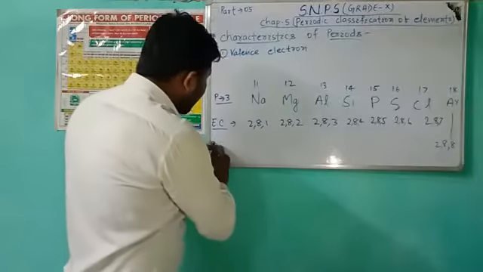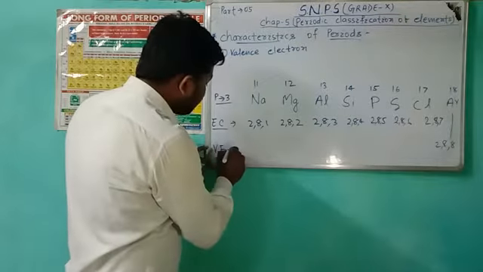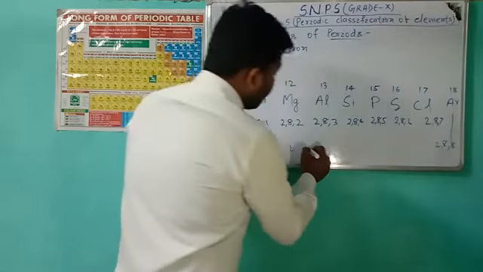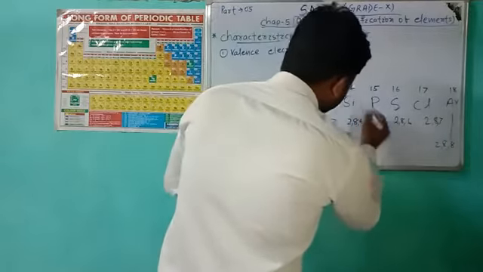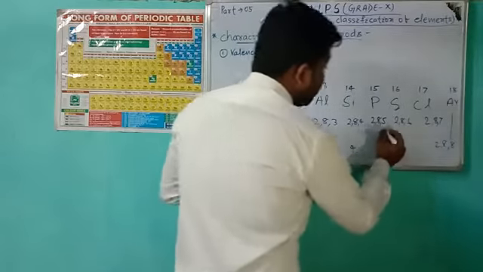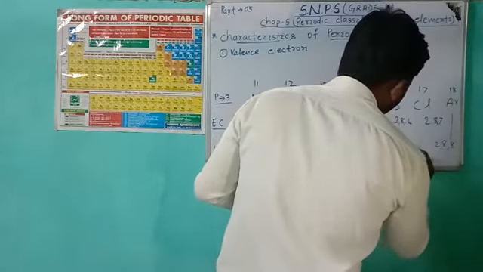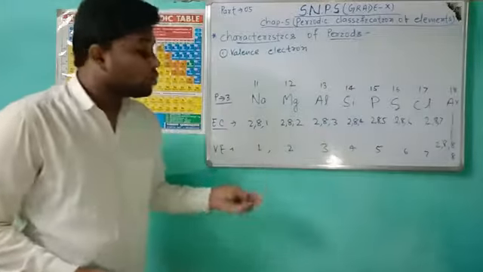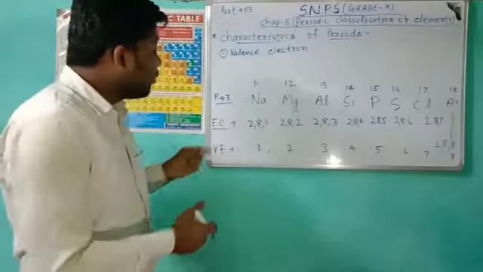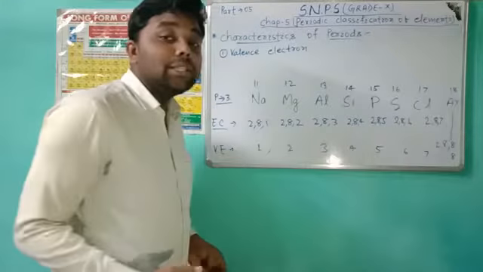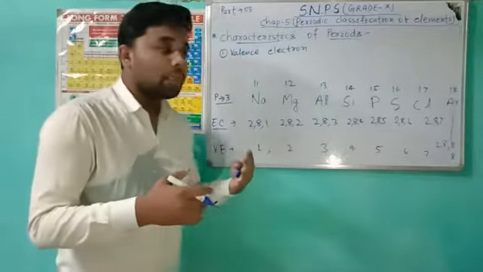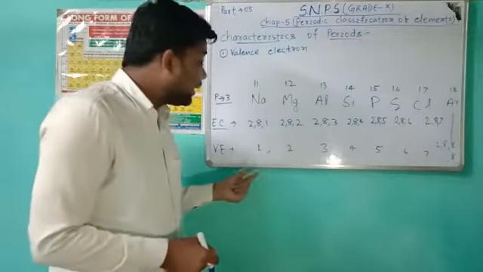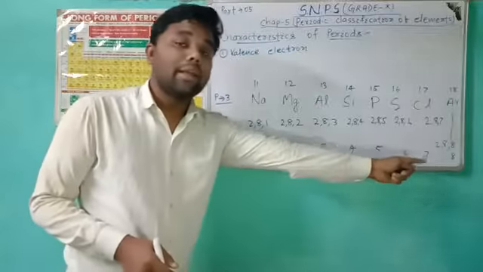So what is the valence electron? The valence electron of sodium is 1, magnesium has 2, aluminium has 3, silicon has 4 valence electrons, so on. Phosphorus has 5, so on 6, 7, and argon has 8 valence electrons. So we can clearly see that when we go left to right in a period in the periodic table, the valence electron increases from 1 to 8.